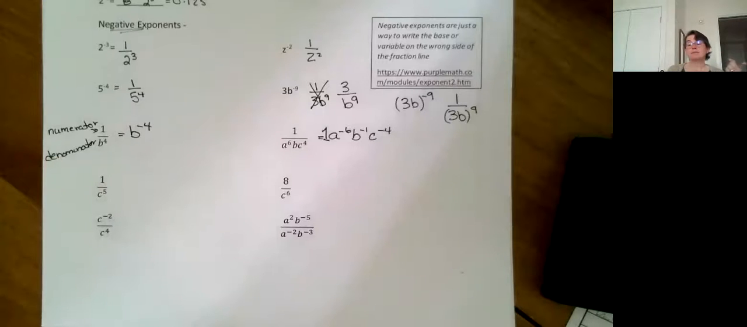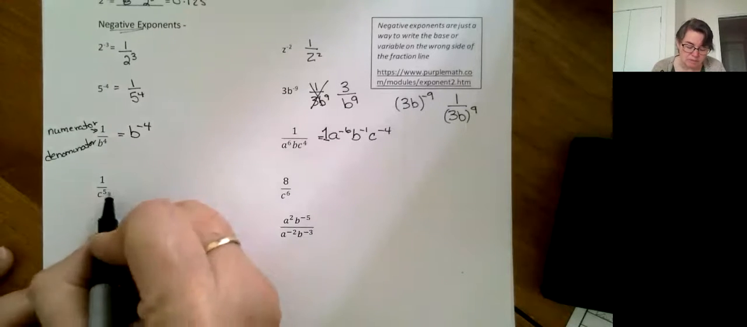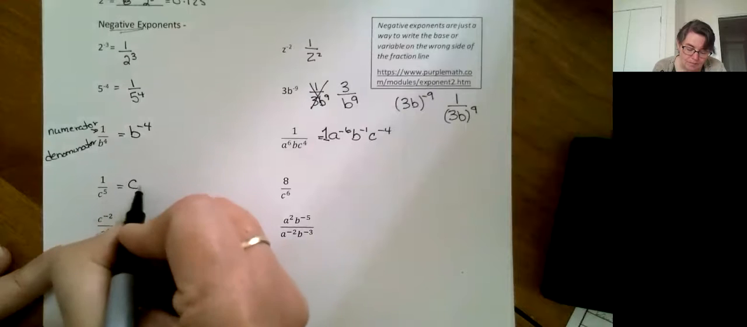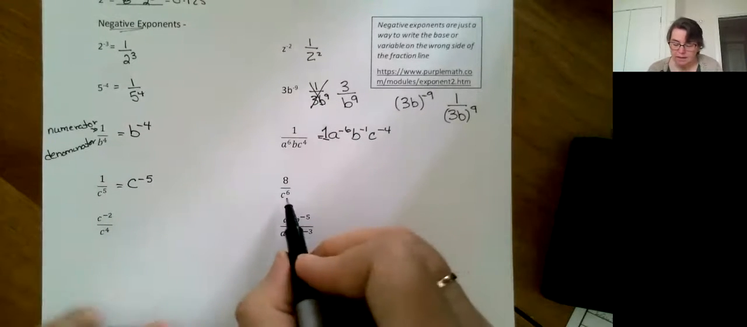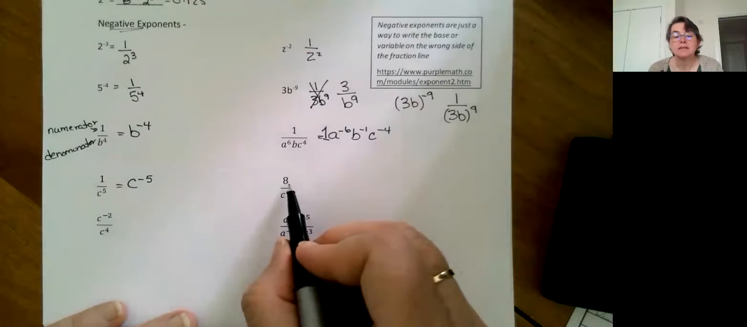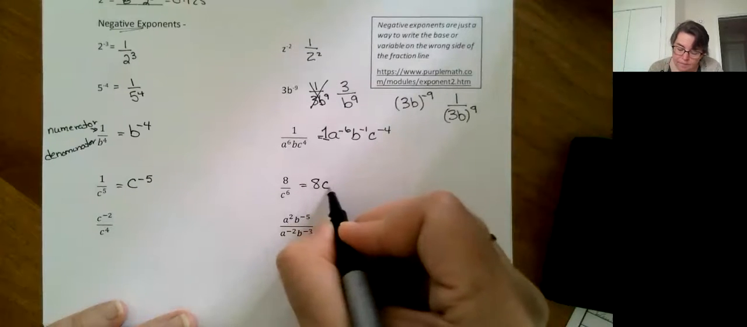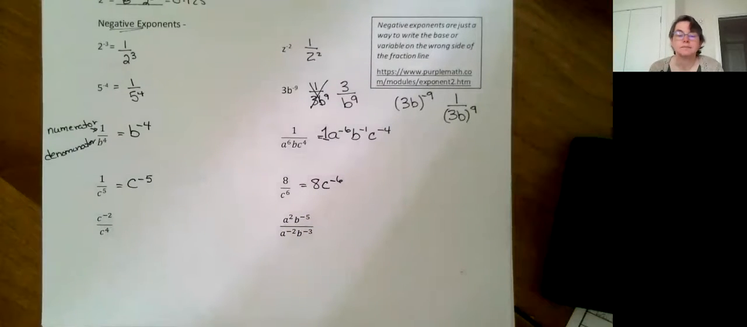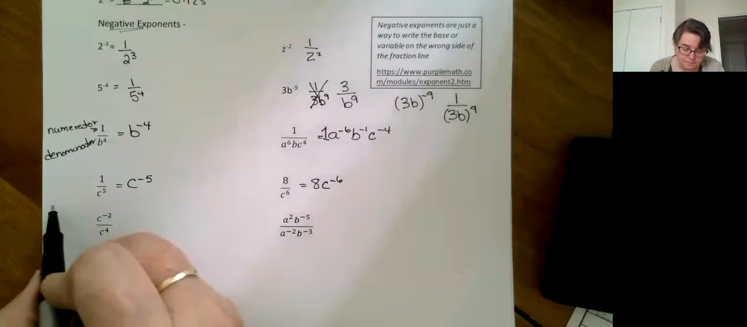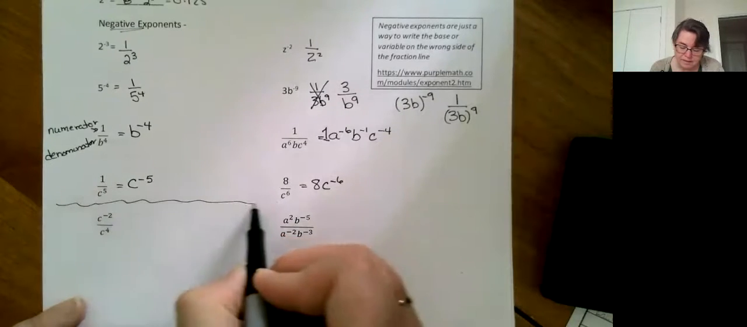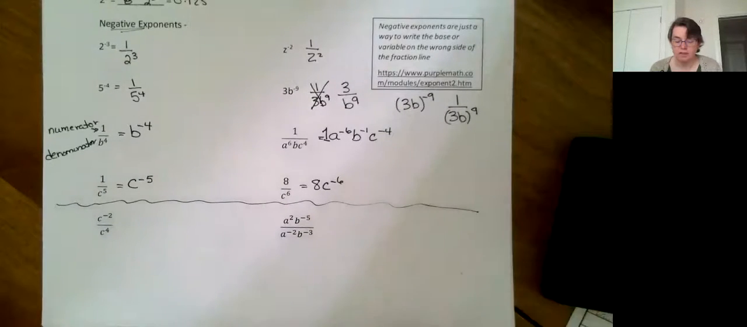Turn the video off. Try these next couple of questions. All right, this one's straightforward. Notice this 8 is already on the top, so it's staying there. 8c to the minus 6. I put these last 2 on just for fun.